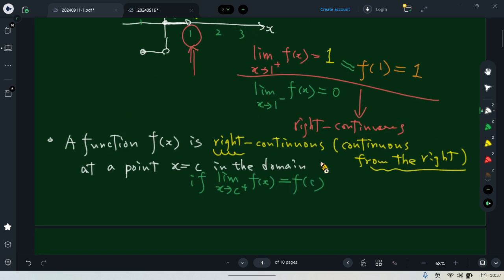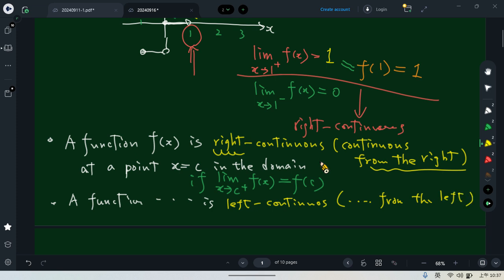Likewise, you can also define a function as left continuous. That means we need to measure continuity from the left, if the limit as x approaches C minus of f of x is f of C.